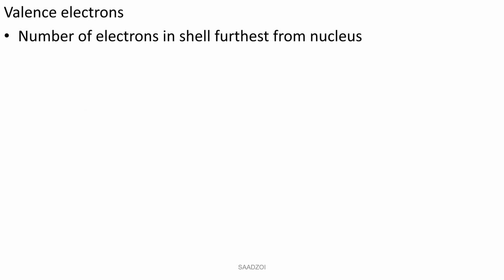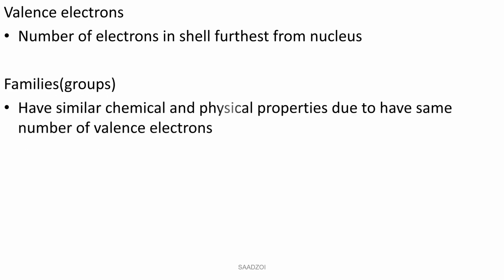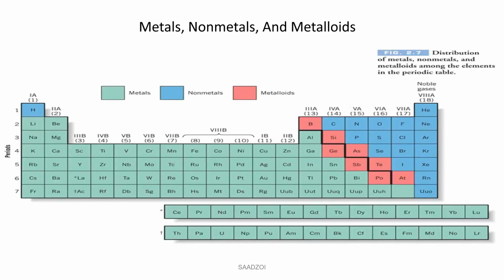So valence electrons are the number of electrons in the outer shell versus the nucleus, and we discussed how you can determine those. Families or groups have similar chemical and physical properties due to the fact they have similar valence electrons. That's why they're called a family. Same number of valence electrons means same type of reactivity as a chemical. That's important.